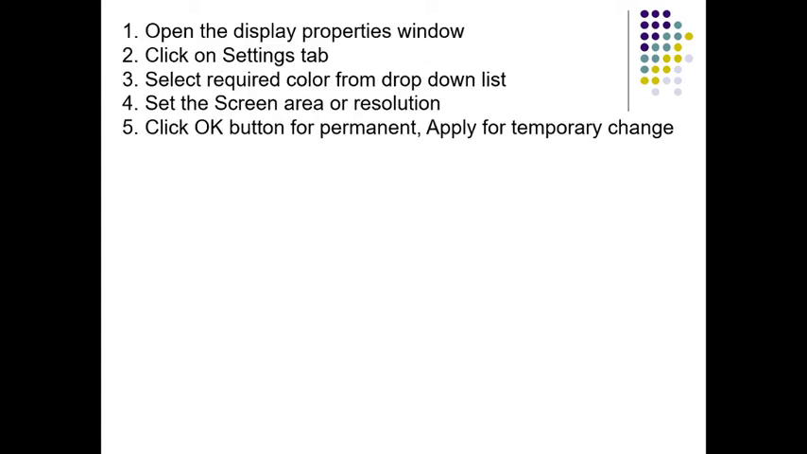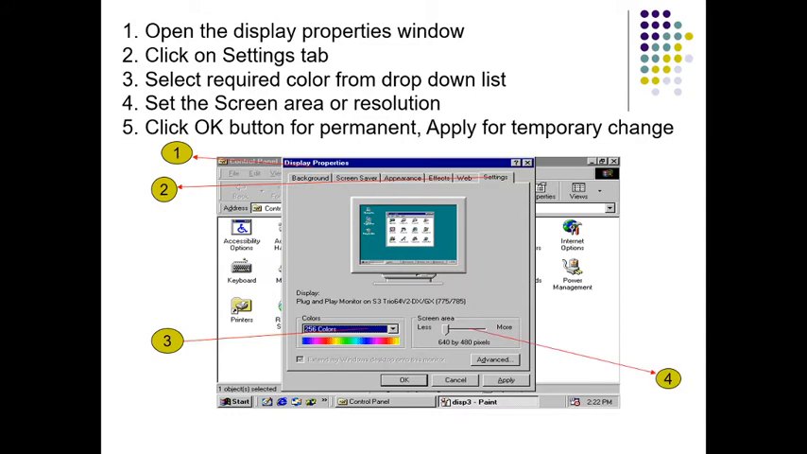So here again he has shown the steps diagrammatically. First step is open the display properties window here. Click on settings tab here. Select the required color from the drop down list. Set the screen area or resolution. Fifth step, click OK button for permanent, apply for temporary change.